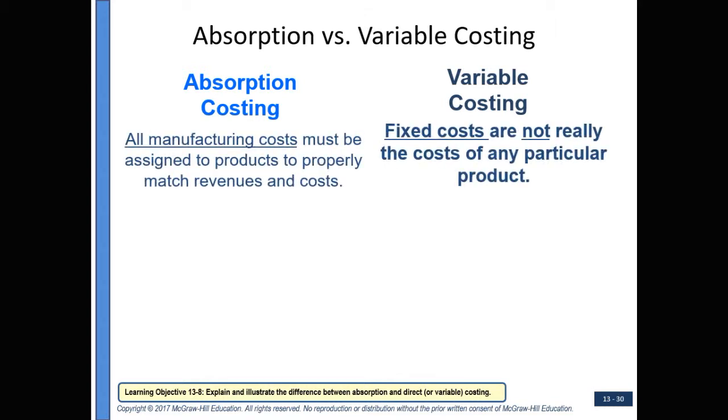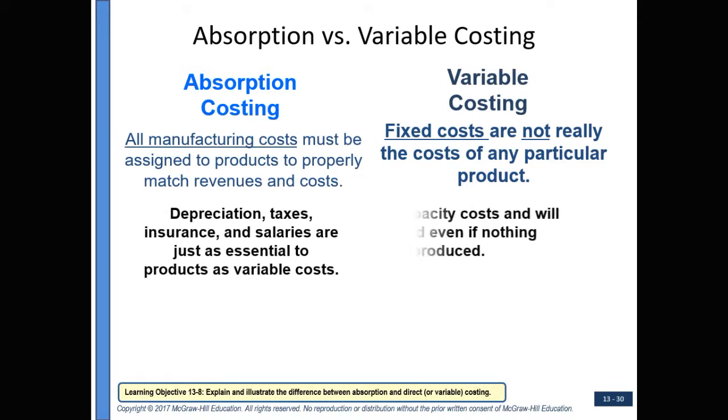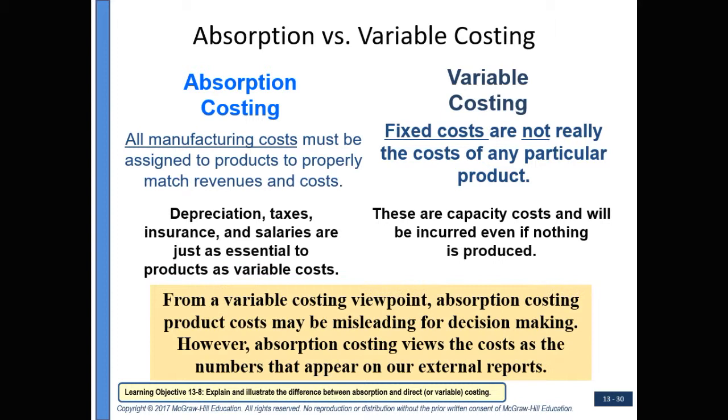All manufacturing costs must be assigned to products to properly match revenues and costs for absorption costing. Fixed costs are not really the costs of any particular product using variable costing. Using absorption costing, depreciation, taxes, insurance, and salaries are just as essential to products as variable costs. Whereas under variable costing, the view is that these costs are capacity costs that will be incurred even if nothing is produced.